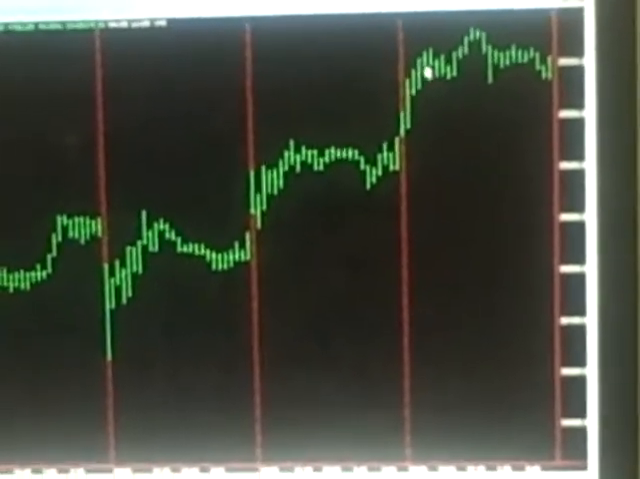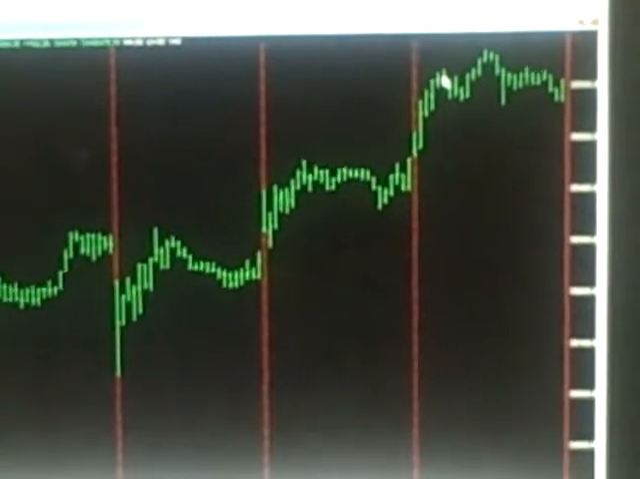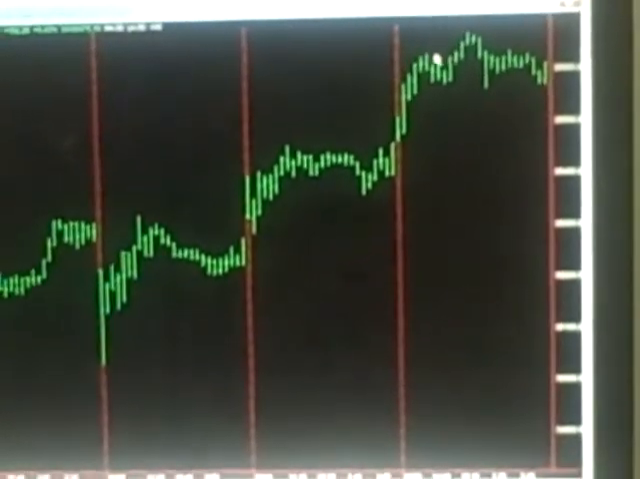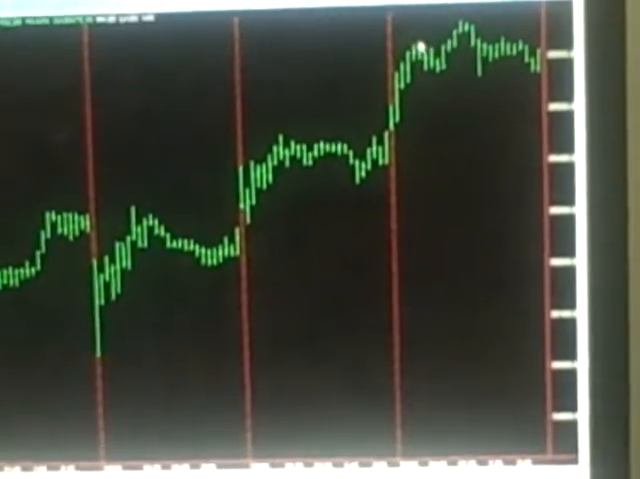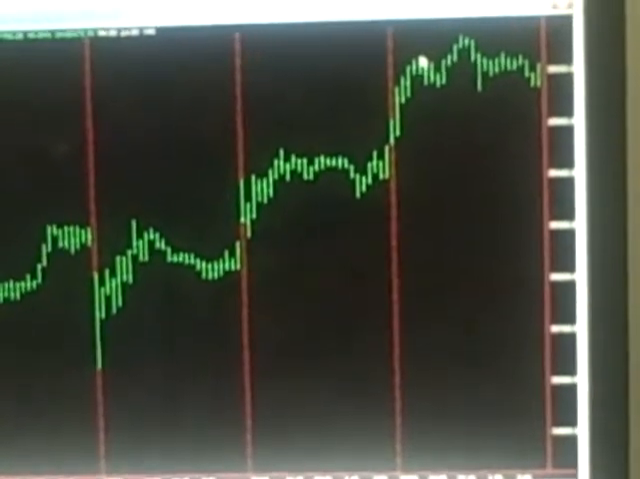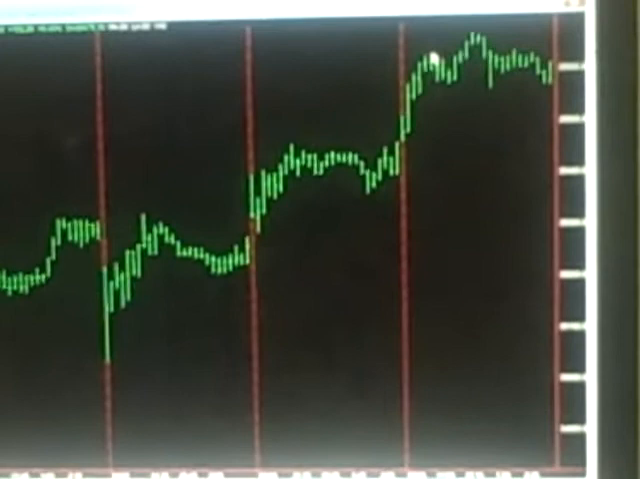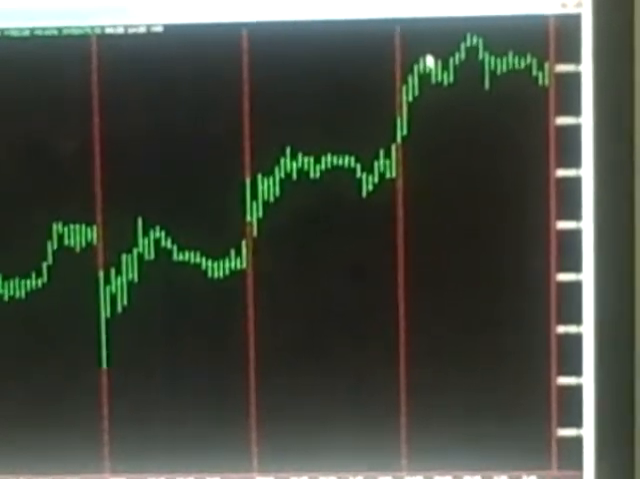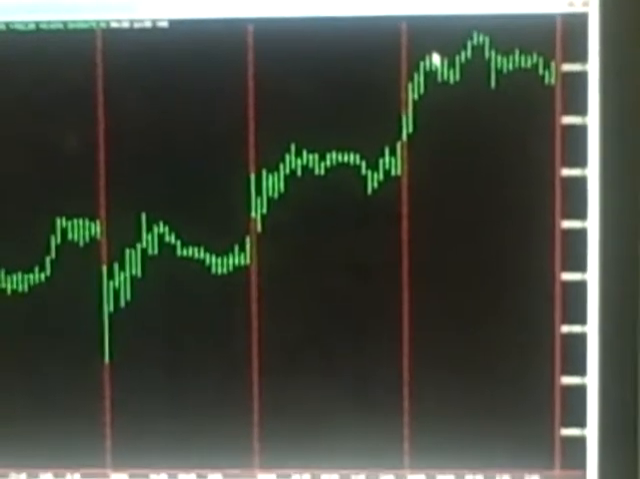By the way, this push was very slow. It was like it was in slow motion. But right about there on the top of this first hump, that was where the Dow actually hit its previous all-time record high.